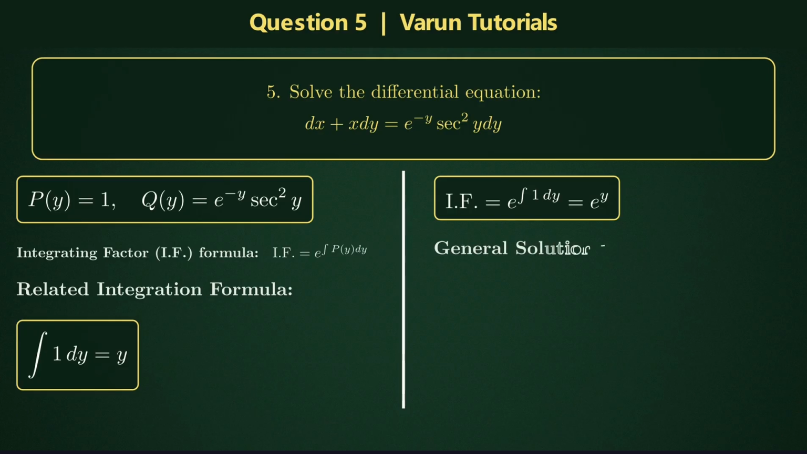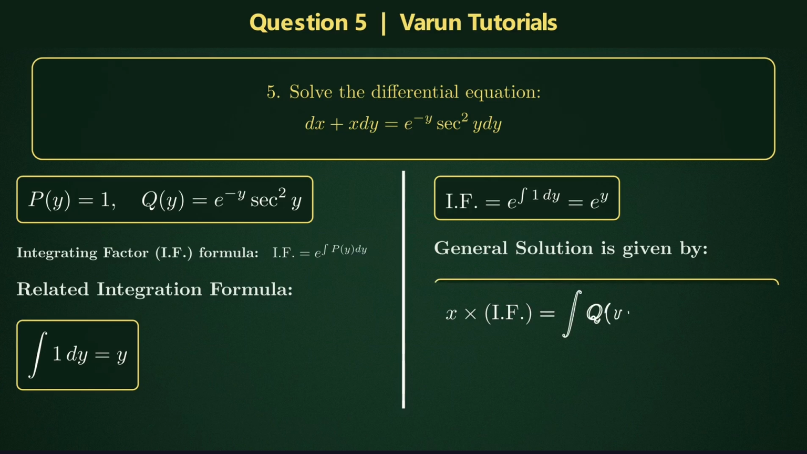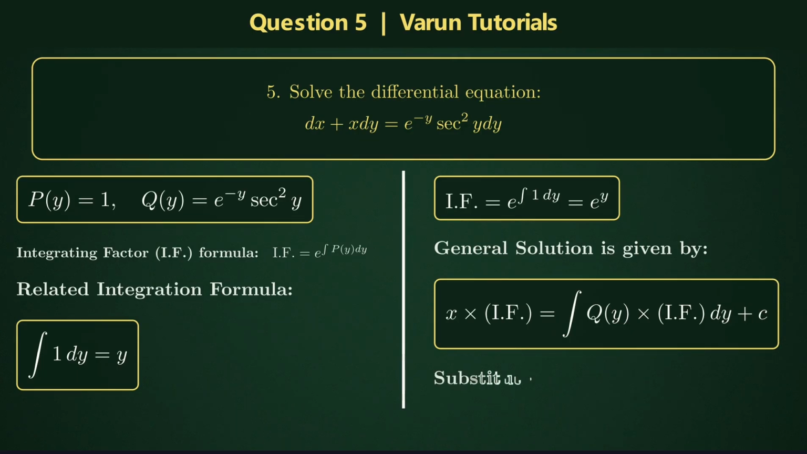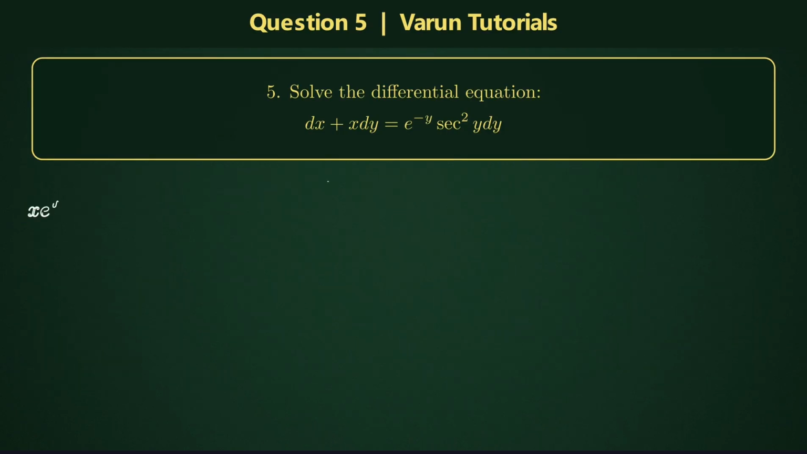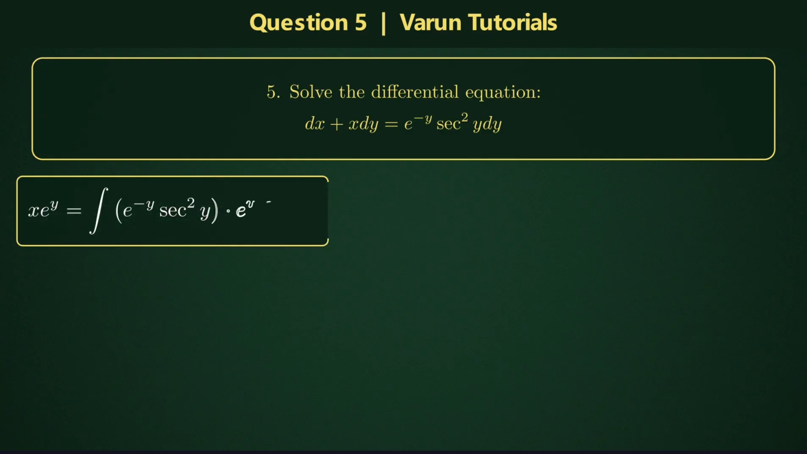The general solution formula for a linear equation in x is as follows. x times the integrating factor equals the integral of q of y times the integrating factor, dy, plus c. We substitute our values of integrating factor and q of y into this formula. This gives x times e to the y, equals the integral of e to the minus y times secant squared of y, times e to the y, dy, plus c.